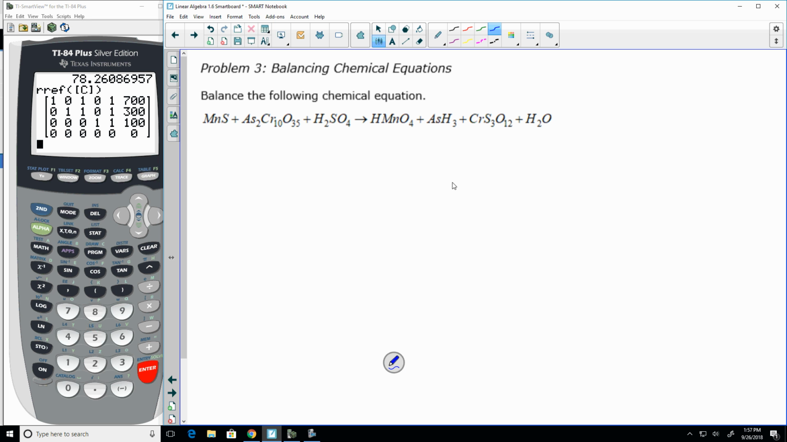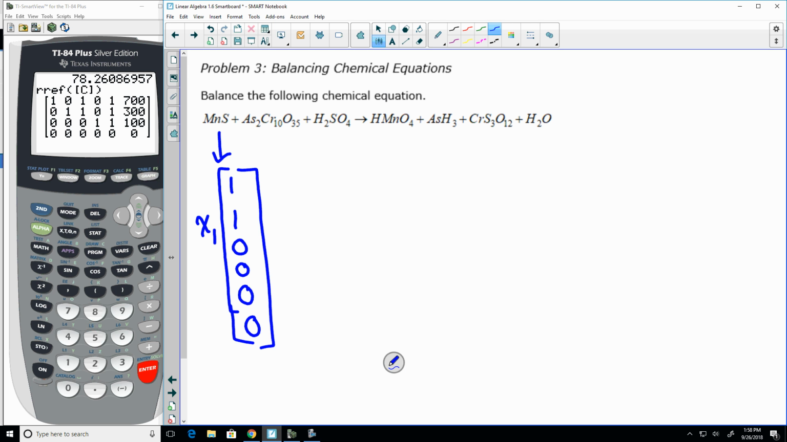So this guy, we're going to say x1 is how much of it we have, or how many molecules we have. We could say that, just how many molecules we have. We're going to say there's one manganese, one sulfur, 0 arsenic, 0 chromium, 0 oxygen, 0 hydrogen. I need more rows here. So there's my vector for that one.